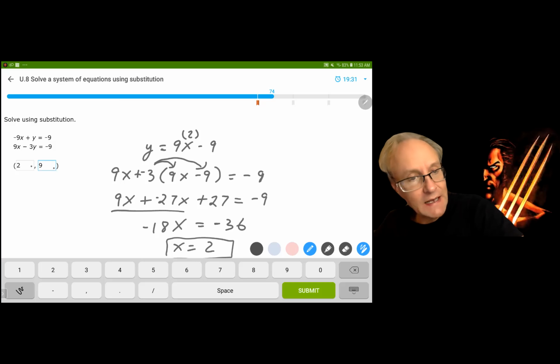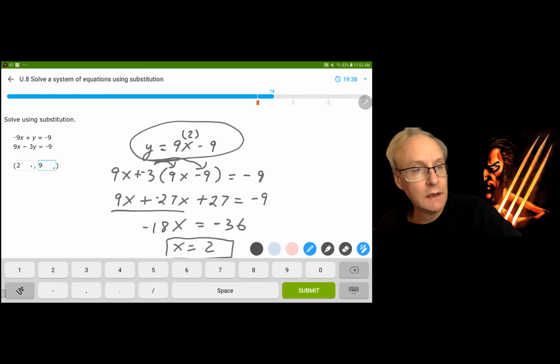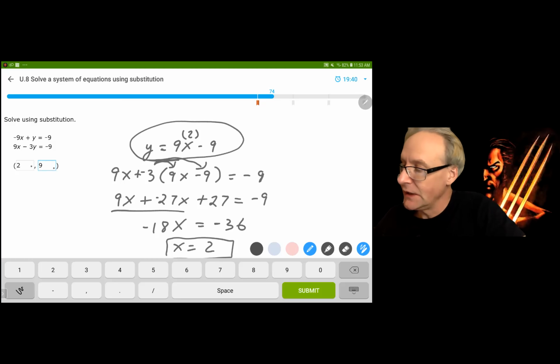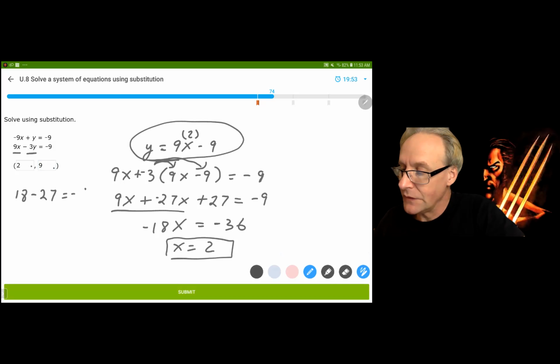Now my final step is to say, well, wait a minute. I used the first equation, so I know the first equation is 2, 9. But what about the second equation? If I put 2 in for this second equation, I get 18. I just took the 9 times 2 right there. And then I take minus 3 times 9. And do I get negative 9? I do. That is absolutely sure to be the right answer.